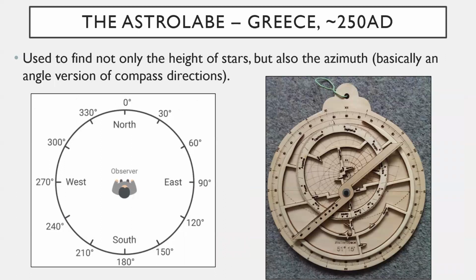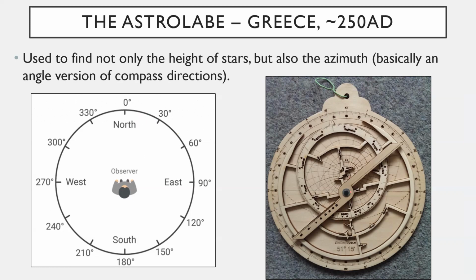Something else called the astrolabe was invented around the same time, maybe about 100 years earlier, I guess, in Greece. It was used not only to find the height of stars, but it was also used to find something called the azimuth, which is basically an angle version of compass directions. If we were still in school right now, we'd actually be making our own little astrolabe. You can actually make one out of a paper plate. And it's kind of cool because then you can use it to tell where, relative to the north, an object is in the sky.